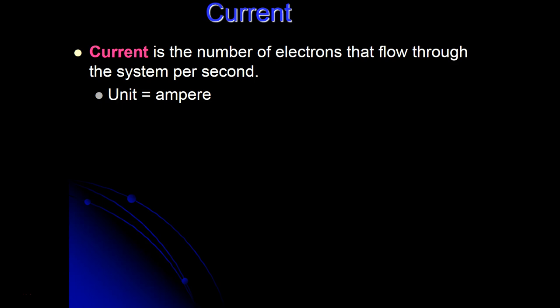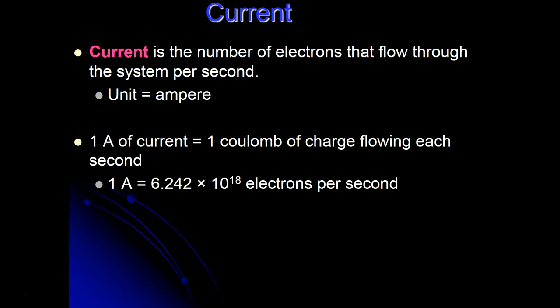What's current? Current is the number of electrons that flow through a system per second. The unit that's officially used is an ampere. You might have just heard it shortened to amp. 1 amp, capital A, of current is equal to 1 coulomb of charge flowing each second. Now, that equates to a lot of electrons per second. Don't worry about memorizing this number. Constants are always provided to you.